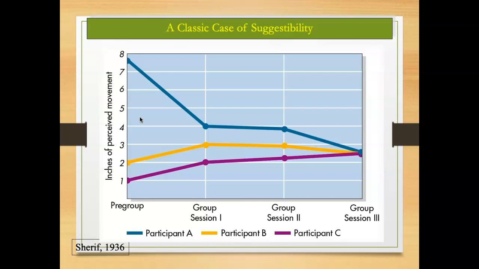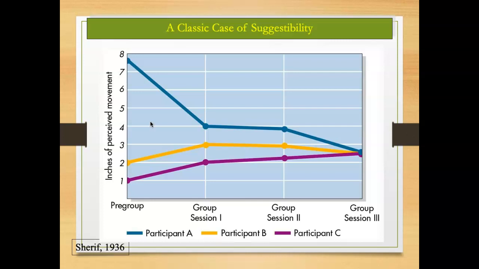Participant A gives his estimate. Participant B gives his estimate. Participant C also gives an estimate, through numerous trials. And as trials move on, they've gone through a group session where they're hearing others' responses and they're given their own.